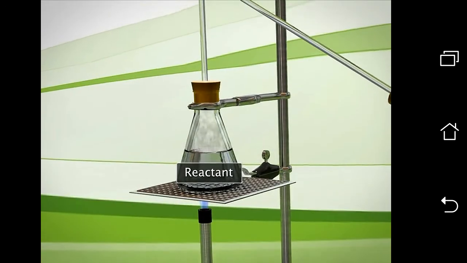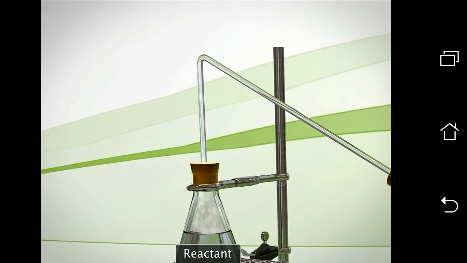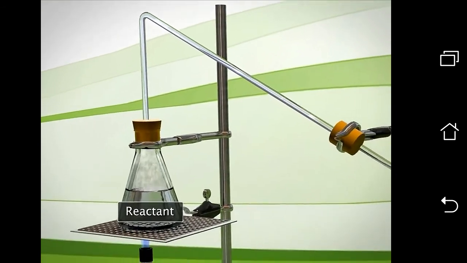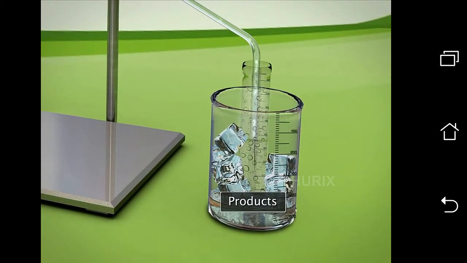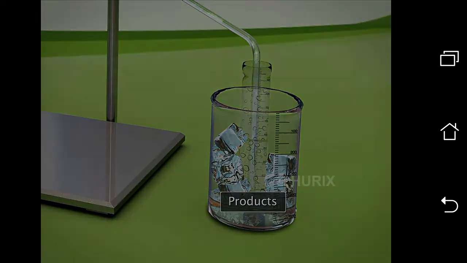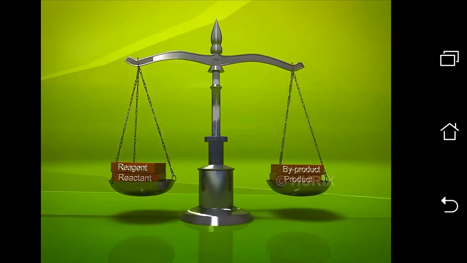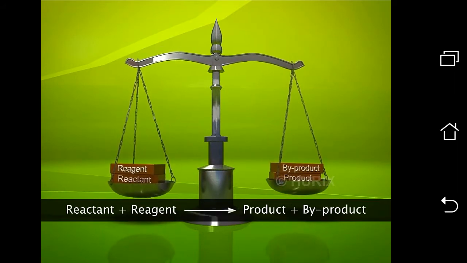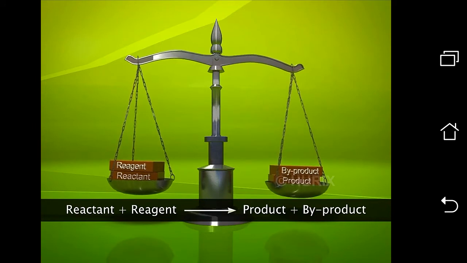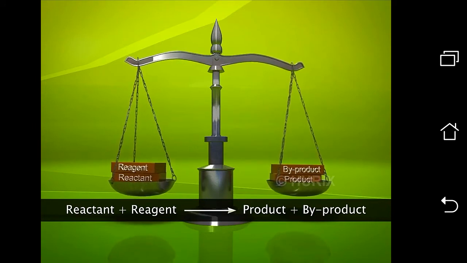In a chemical reaction, a reactant reacts with a reagent under certain reaction conditions to yield a product and byproduct. Let's see how to represent this equation in a symbolic form. We must bear in mind that the two sides of the equation must be numerically balanced.